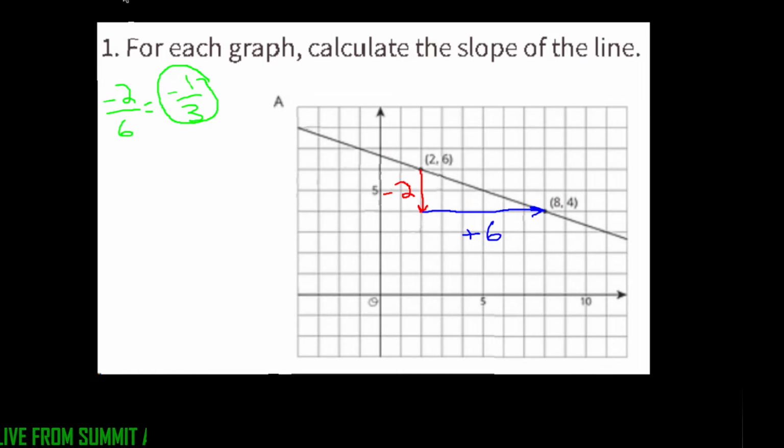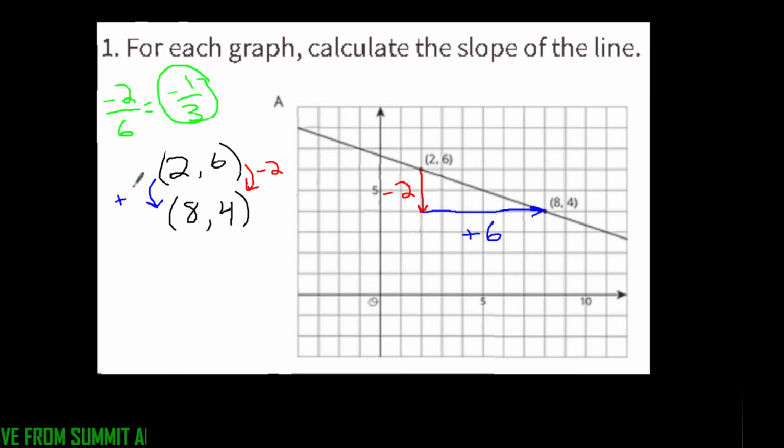If you wanted to write it like an ordered pair, I'd have the ordered pairs 2, 6, and the other ordered pair 8, 4. Find your change in y. My change in y is minus 2. My change in x is plus 6. And so I'd write my ratio. Still always have to write it as a fraction, so it has to be negative 2 over 6, but it still gives you the same answer. So whether you use the triangle or if you use the ordered pair, it is up to you.